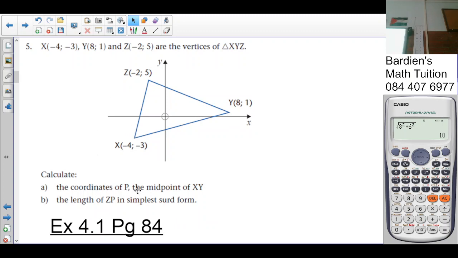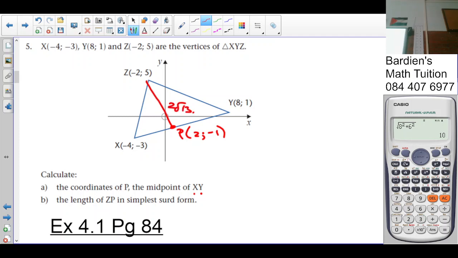Okay, so here it asks to calculate P, the midpoint of XY. So what did P give you? It says X and Y. 0 and negative 1. And then the length of ZP? 2 root 13. So no issues here? No.